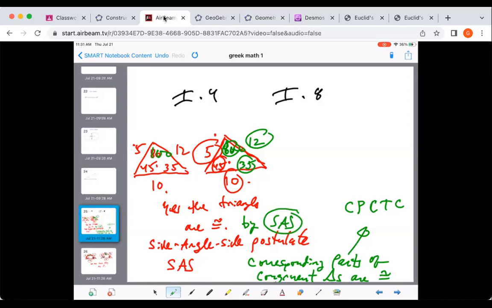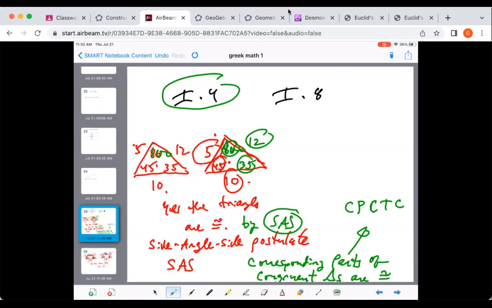So SAS is my way of saying, okay, because I've checked two sides and an angle between them were equal to two sides and an angle between them in the other triangle, I now know they're congruent by SAS. And then corresponding parts of congruent triangles are congruent allows me to conclude about the other three pieces that weren't mentioned in the SAS.